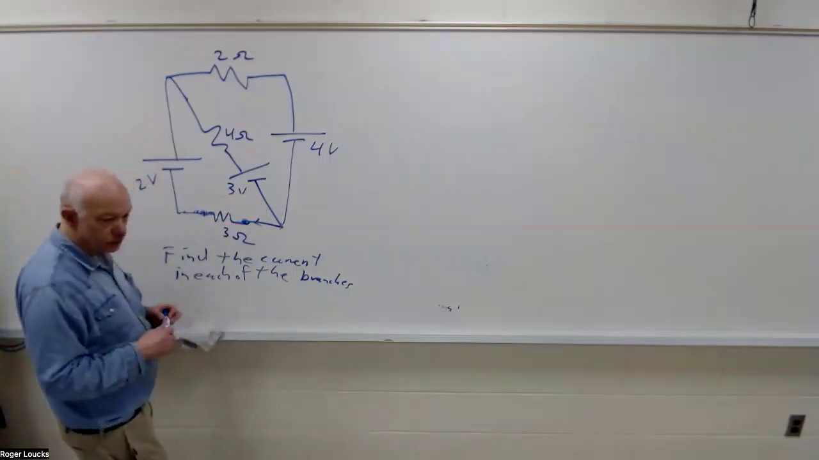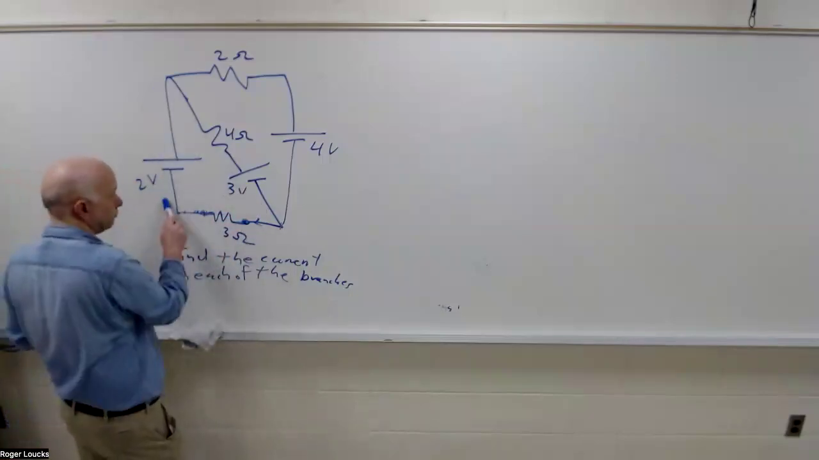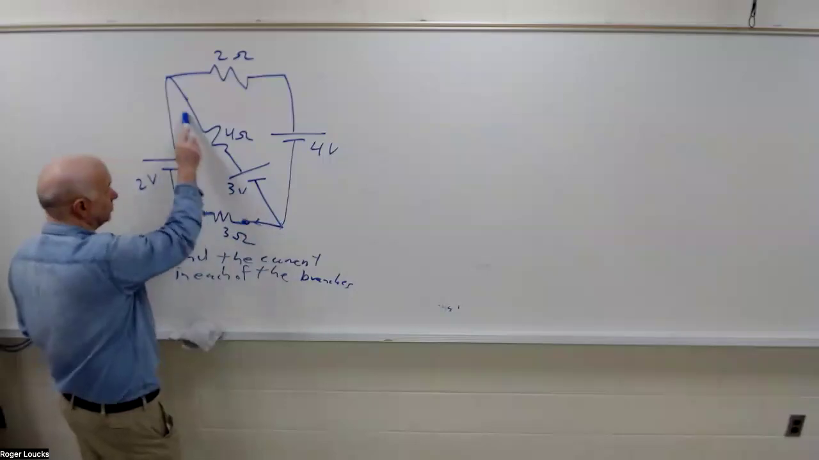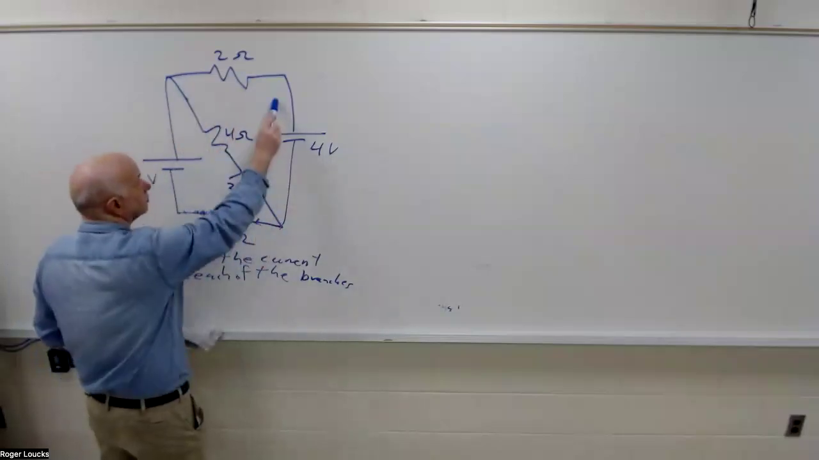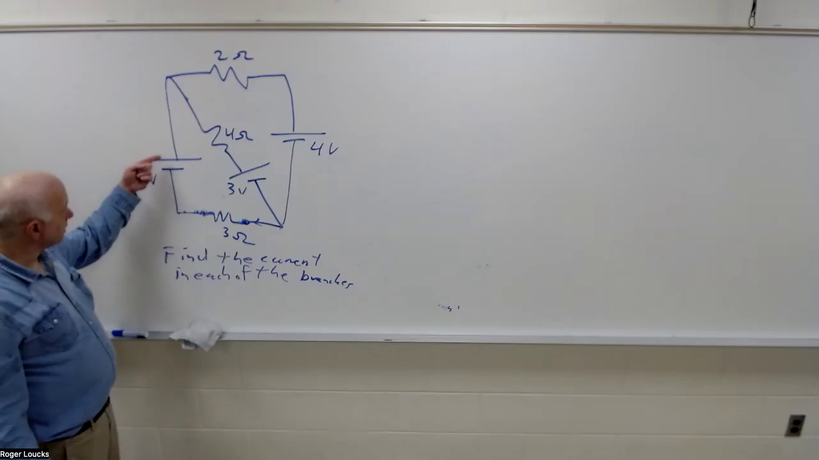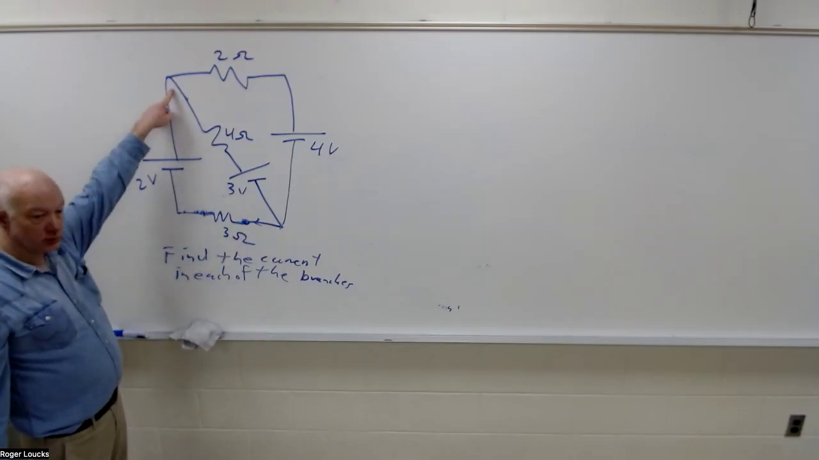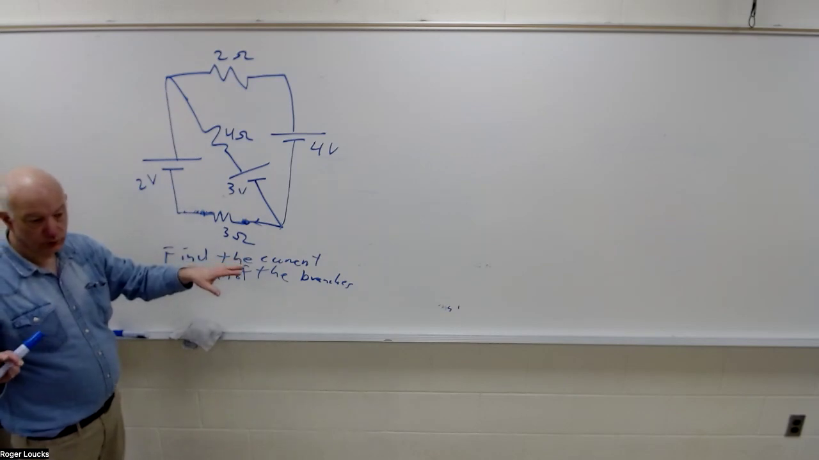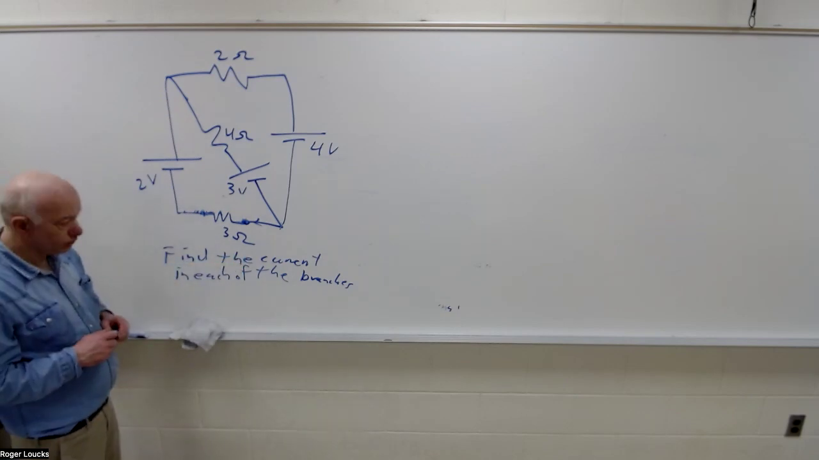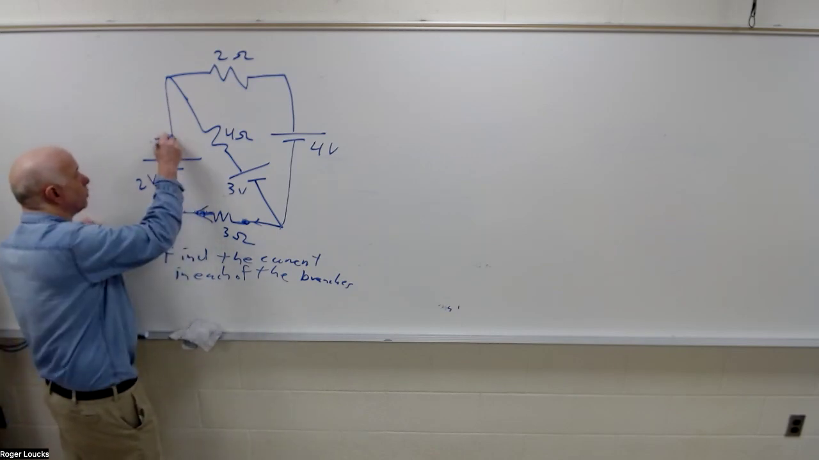Okay, so how many branches would there be here? 3. So basically, it's sections in series. So this is one branch, this is another branch, and then this is another branch. As long as you go along and it's all in series, that'll be a branch. As soon as you hit a junction, you no longer have a branch. So I'm going to call this current here I1.